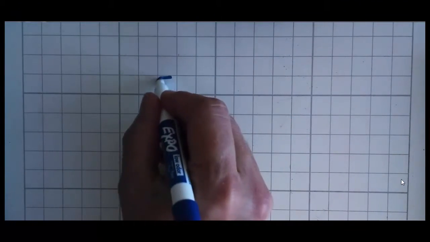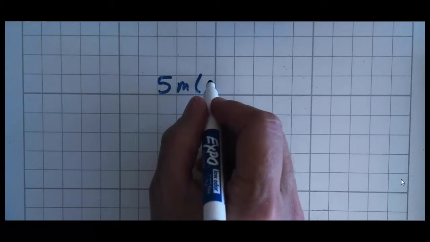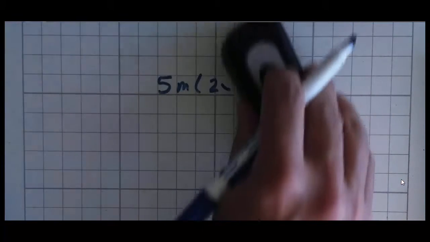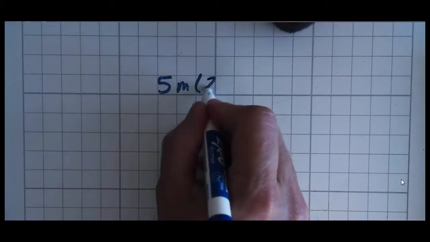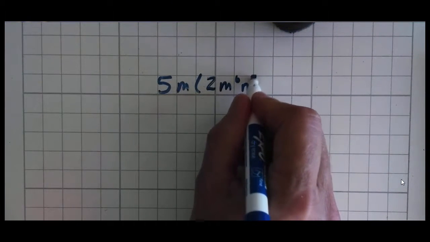Now there's two things I want to caution you about. One is when you have a number or a number and a variable outside of the parentheses, you're going to leave it alone. It doesn't get acted on by that exponent.